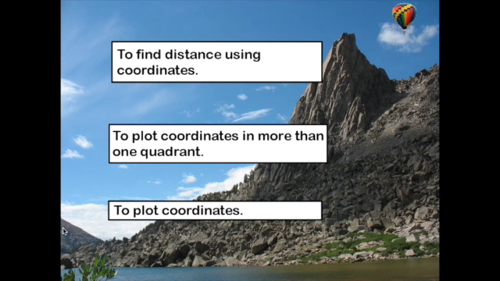This week we're going to be looking at plotting coordinates, which is the first part of the mountain. Then we're going to plot coordinates in more than one quadrant, so that's not just in the positive numbers, that's in the negative numbers as well. And then we're going to find the distance using coordinates. I know they're applying problems, but in today's video we're looking at just finding the distance between 2 points. Okay, over to you, Mr.